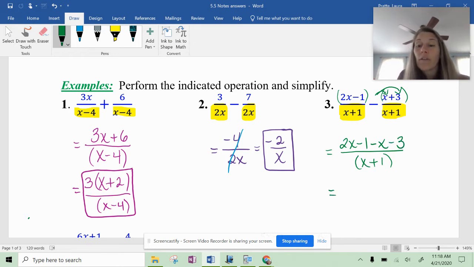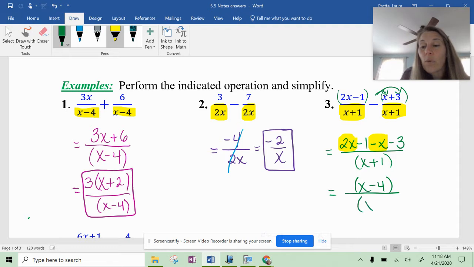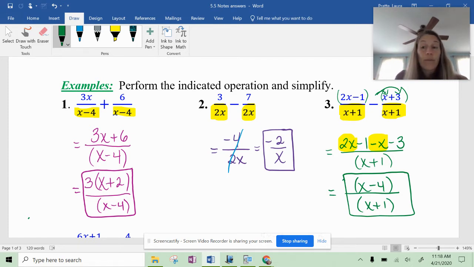And then you want to make sure if there's any like terms, you combine them. So 2x minus x is just going to give me an x. And then the -1 and the -3 will be a -4. So I end up with x minus 4 over x plus 1 as my final answer for that one.